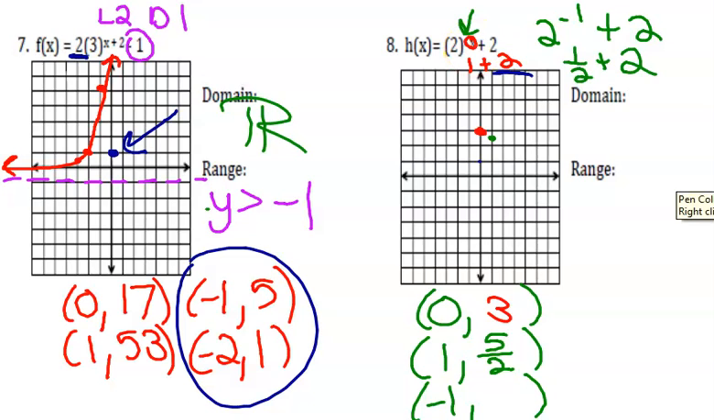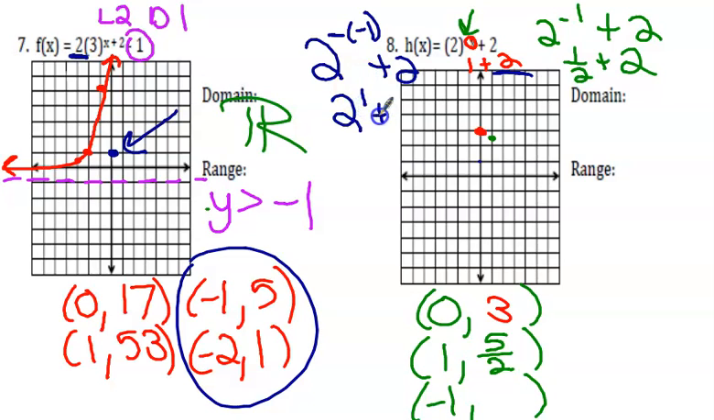All right, now let's try plugging in -1. So I have 2 to the -1 plus 2. Well, those two negatives would make a positive. So I'd have 2 to the first power plus 2. 2 plus 2 is 4. So I have -1 up 1, 2, 3, 4.